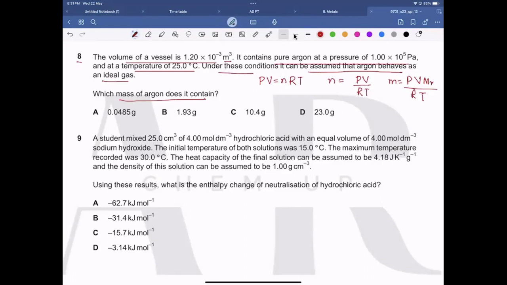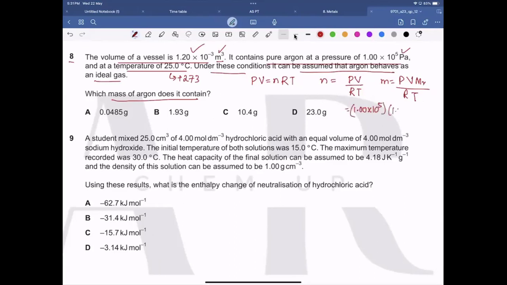Okay. Now let's start putting the values. It must be in Kelvin, so we have to add 273 over here. It is in meter cube, perfect. It is in pascals, perfect. R is always provided to you at the end of the paper. So pressure is 1.00 exponent 5, times volume is 1.20 exponent minus 3.